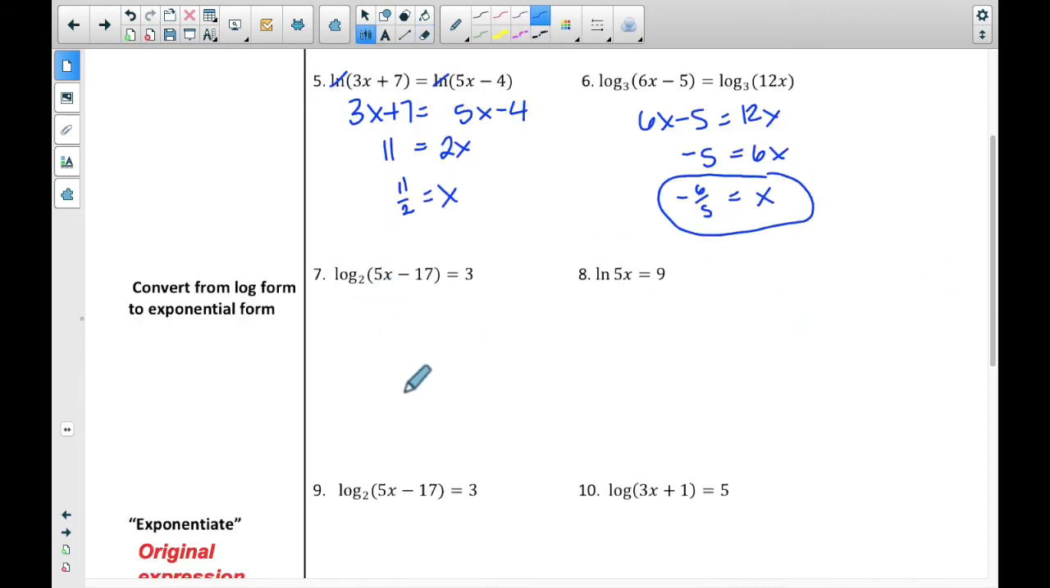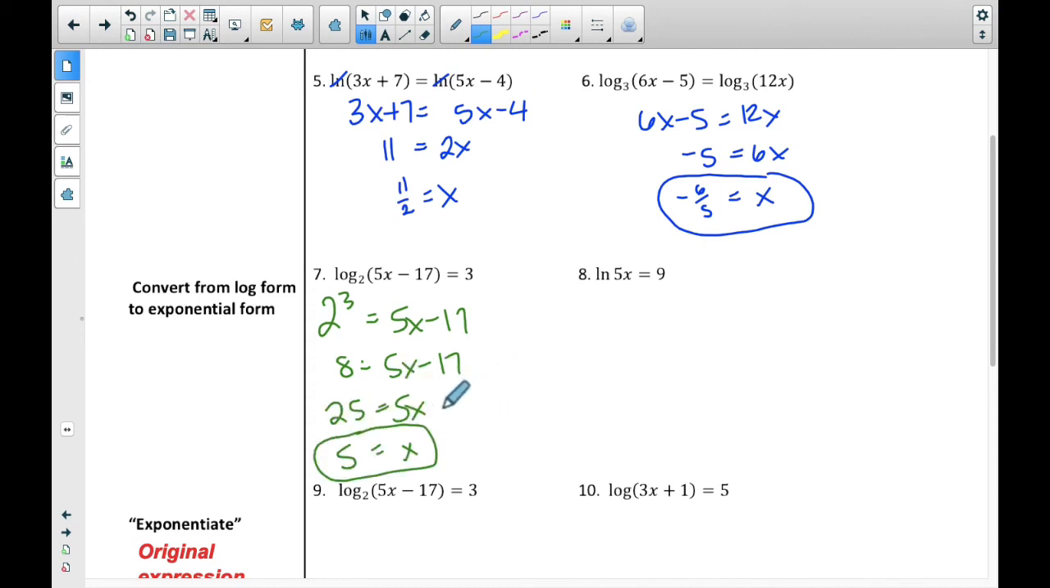This changing back and forth from log to exponent is a common method, so we are going to do that as well. In other words, I'm going to go left, right, left. It's going to be 2 to the third is equal to 5x minus 17. Now I know in my head or in my calculator what 2 to the third is. It's 8. And now I just need to solve the equation. And so 25 is equal to 5x. 5 is equal to x.